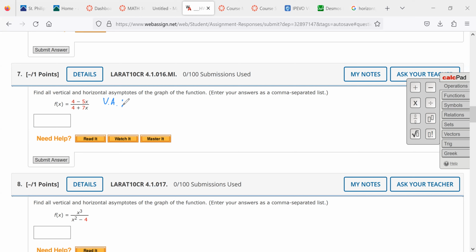Do this. Set the bottom to 0. I haven't been doing this, but here we go. Solve for x. So x equal to -4/7 is going to be the vertical asymptote. So this equation gives me a line.